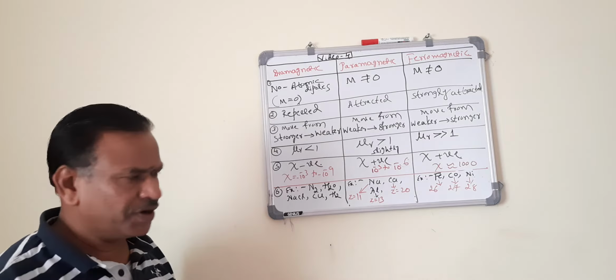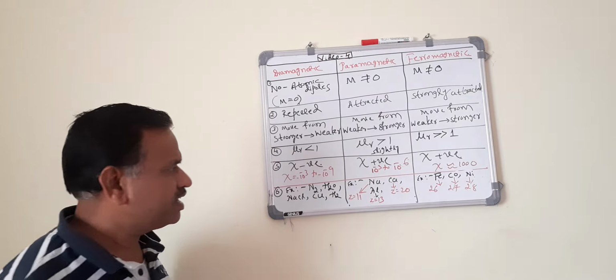Hello, student. This is video number 4 related to the magnetic materials. Here, just now I derived the relation between permeability, susceptibility, and all that. Now I'm going to discuss the comparison between diamagnetic, paramagnetic, and ferromagnetic.